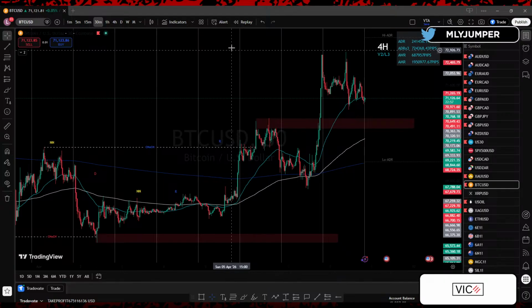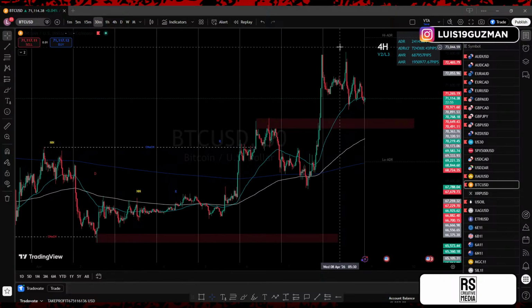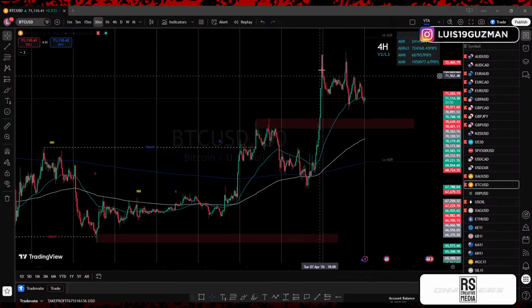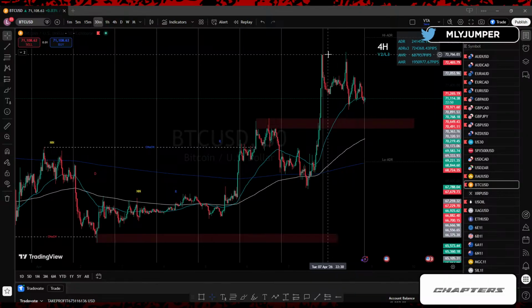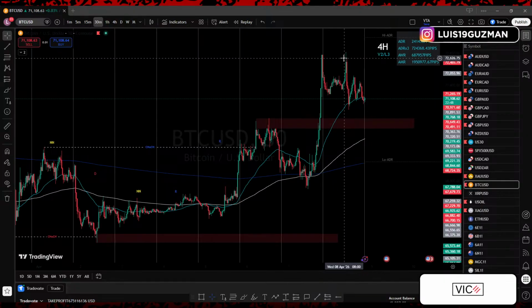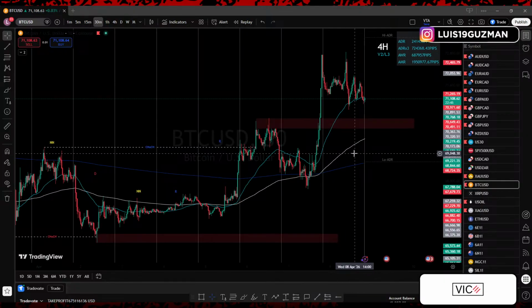Bitcoin back at 70. We have the change of character. We have the break of structure to the top side, right? It gave us a little retest. It gave us that third inducement push to the top side. So we'll be patient with Bitcoin as well.